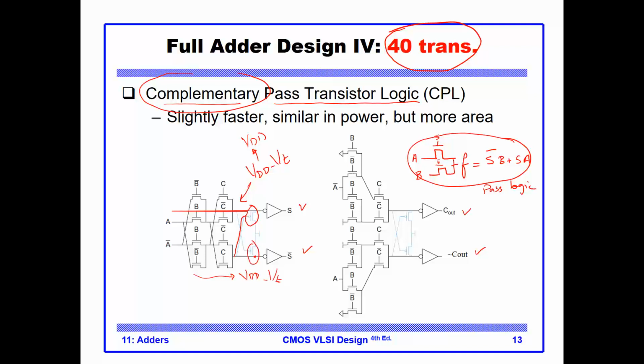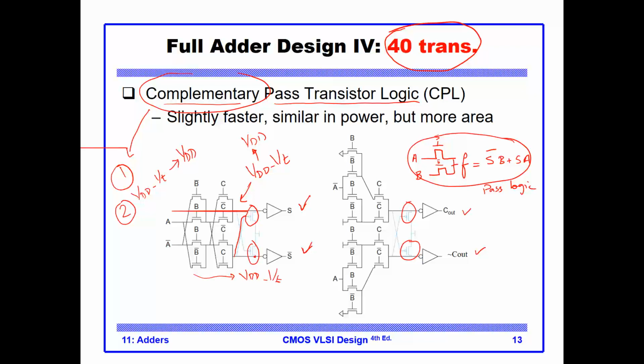So the complementary pass logic has two features. The very first feature is that I have the function and its complement. The second feature, it boosts the high output from VDD minus VT all the way up to VDD using these PMOS pull-up transistors. Okay. All right.